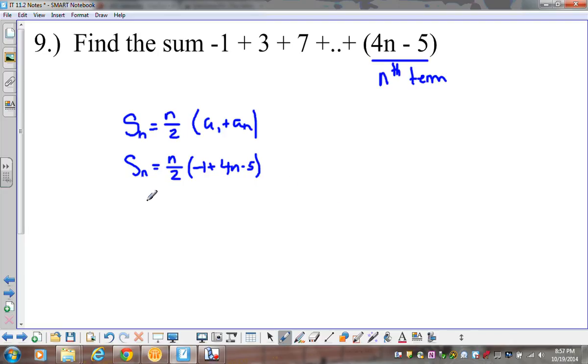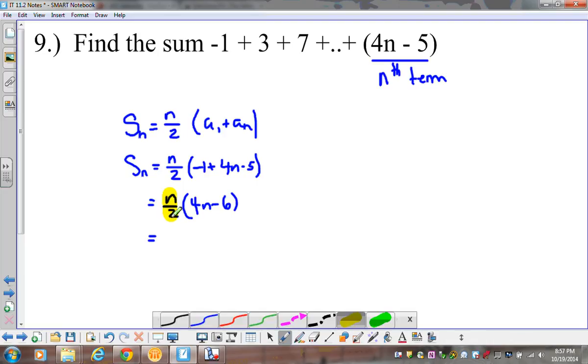Here we're just going to simplify. In this particular problem, we're not going to have a final single number solution. We're going to have what looks more like an equation. Let's simplify my parentheses first. Negative 1 and negative 5 is negative 6, so this is going to be 4n minus 6. Now I want to take this piece here and distribute it through to both pieces.